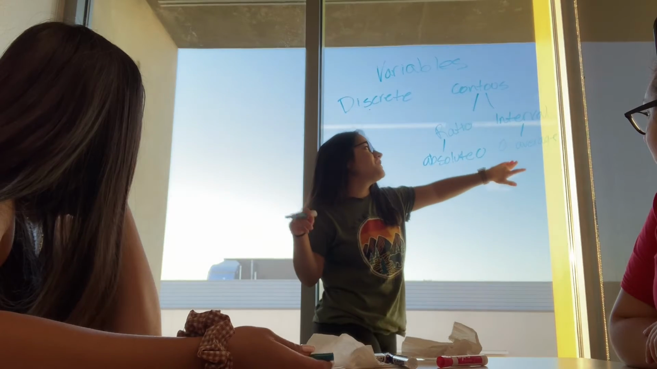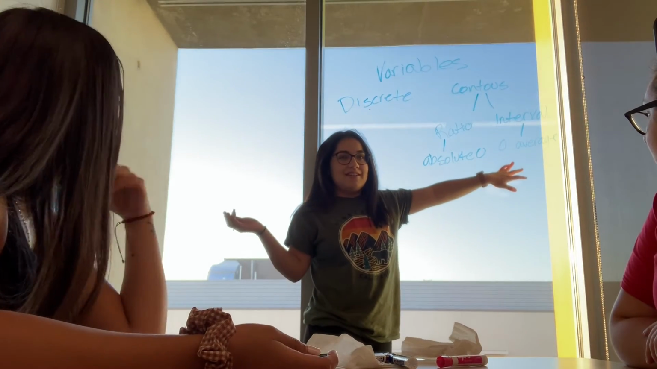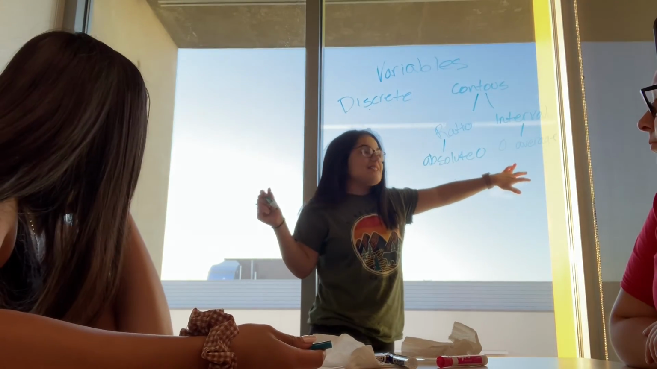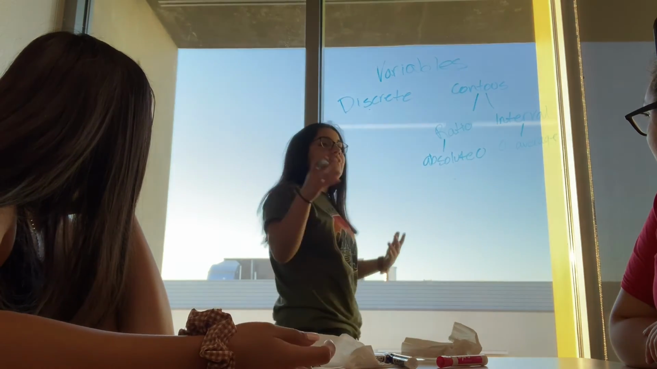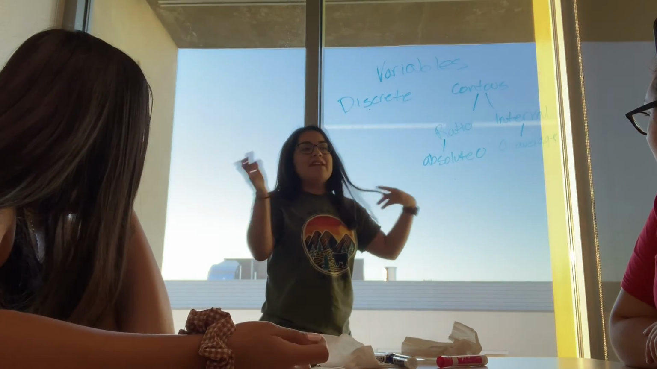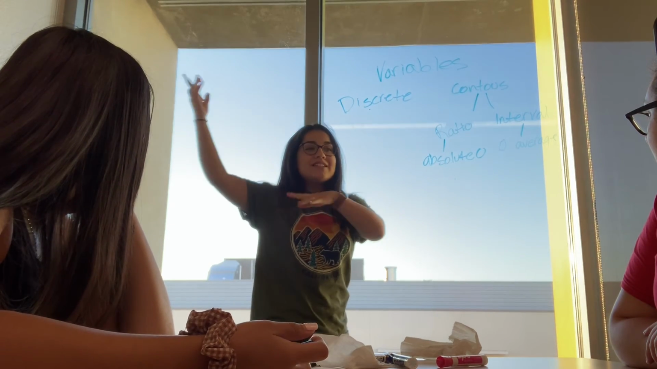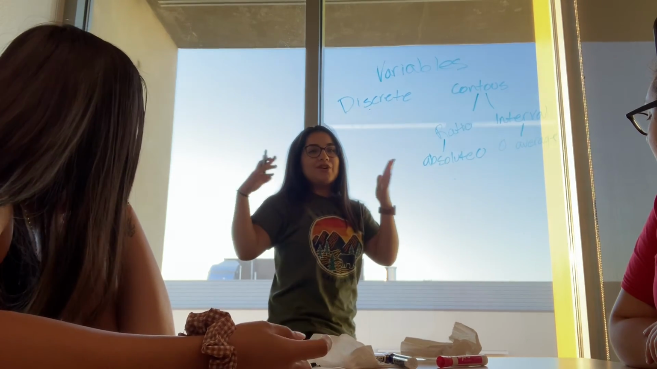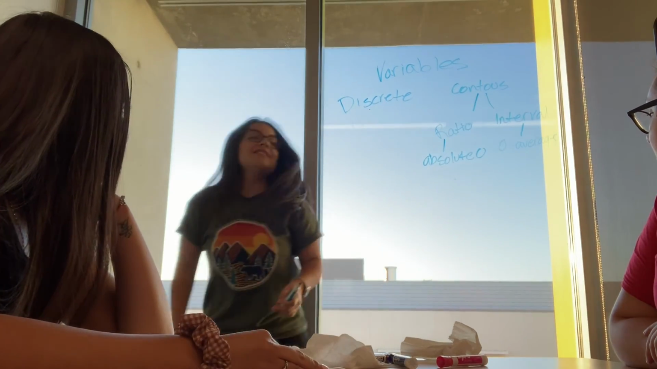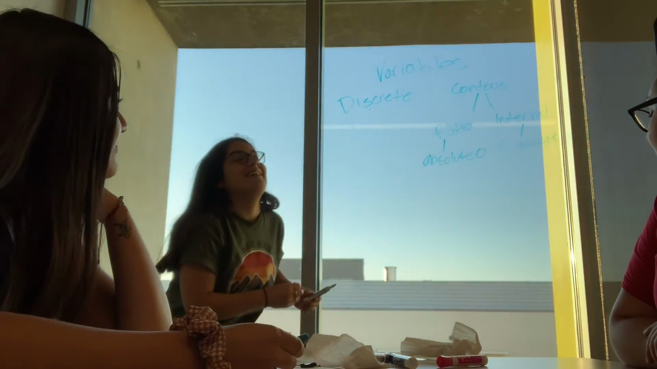Can anybody think of something that's interval type of data? Temperature. Yes. So in temperature, you're going to have 0 degrees, but you're also going to have -3 degrees, or positive 36 degrees. And there's a difference between those values. Does everybody understand that? Yes.